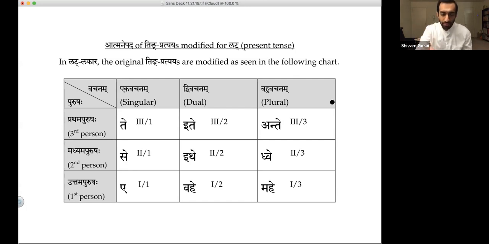Okay, so parasmaipada had a lot of I's: ti, anti. Here it's a lot of A's. So that's one way we can remember it. Atmanepada has a lot of A. That's how we can remember it: Atmanepada starts with A.